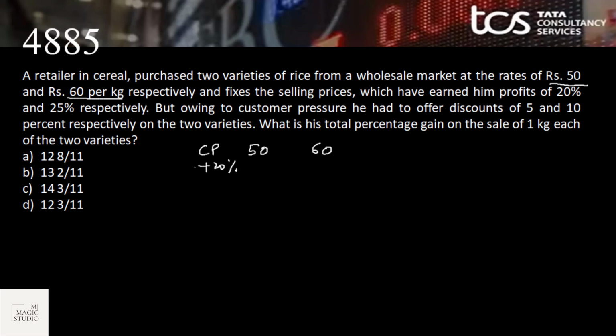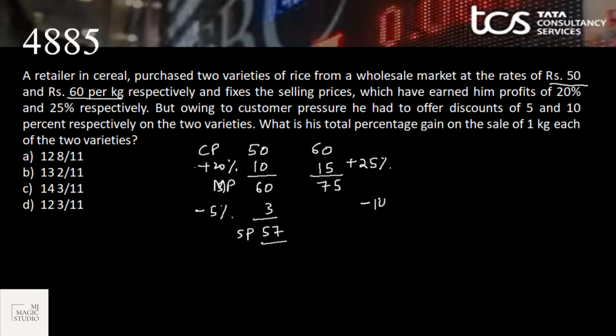At 20%, 20% is 1/5, that is 10. That means he's trying to mark it up by 10 and marked price is 60. Here he's adding 25%, that is 1/4, 15. So marked up price is 75. But owing to customer pressure, he had to offer discount of 5 and 10% respectively on the two varieties. Discount of 5%, 5% is 3, that means selling price is 57. And here is discount of 10%, that is 7.5.